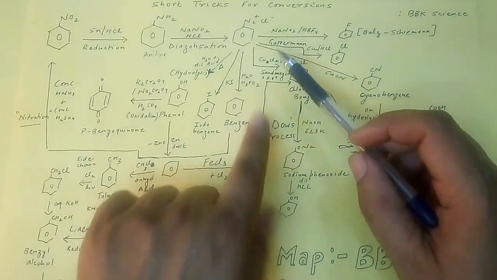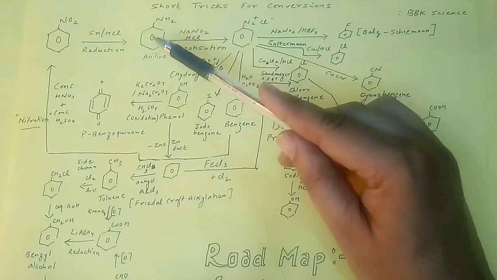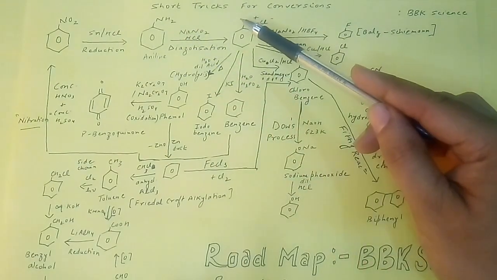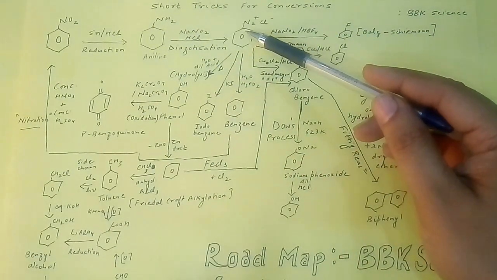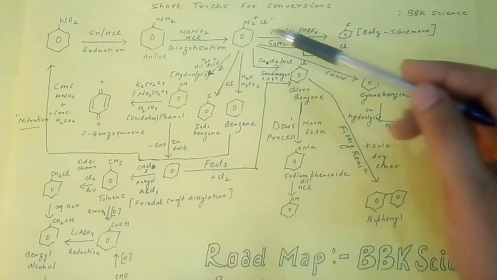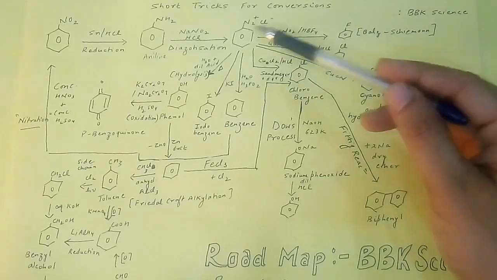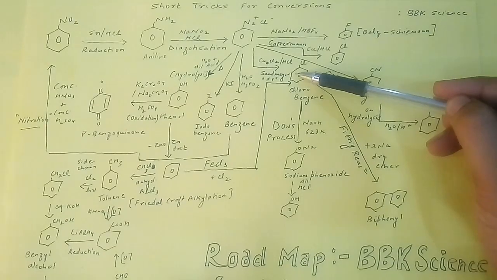So don't get confused between these two, diazotization and Sandmeyer reaction, because diazotization is simply conversion of aniline into benzene diazonium halide, and from benzene diazonium halide, if I have to get chlorobenzene or bromobenzene, then I have to add CuCl to HCl or CuBr to HBr. Then this particular step is known as Sandmeyer reaction.